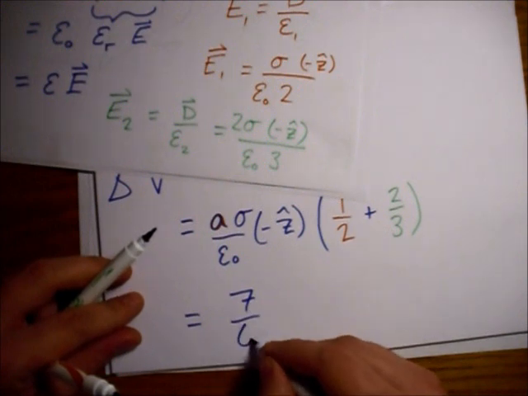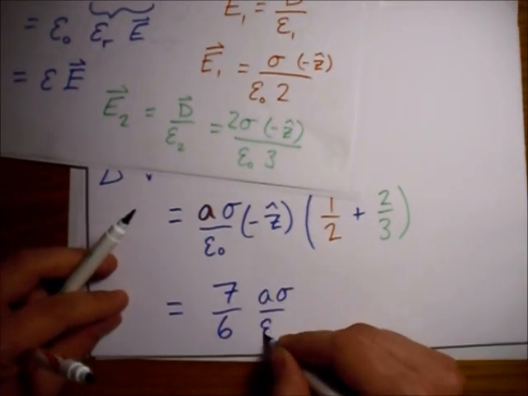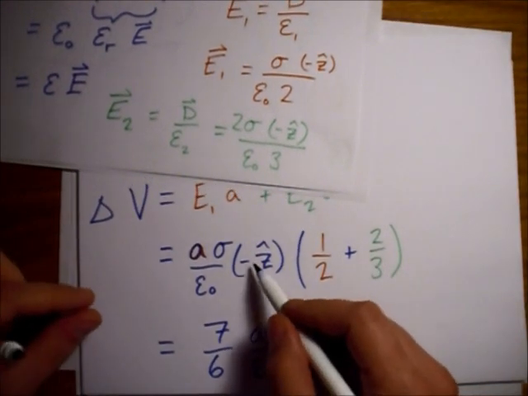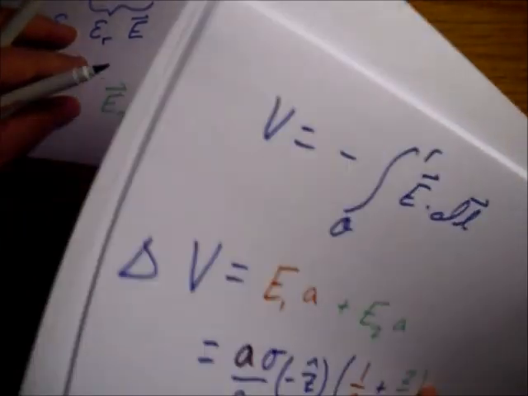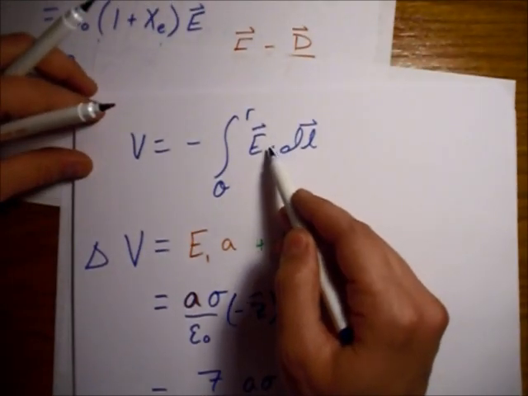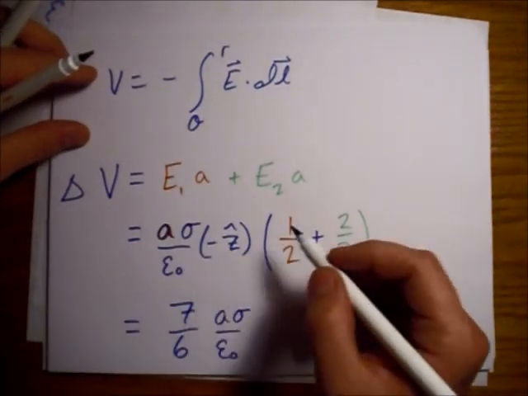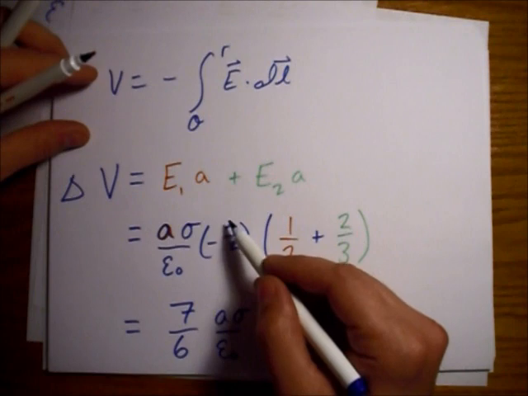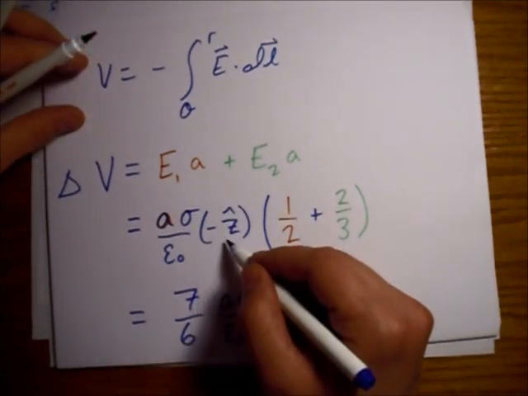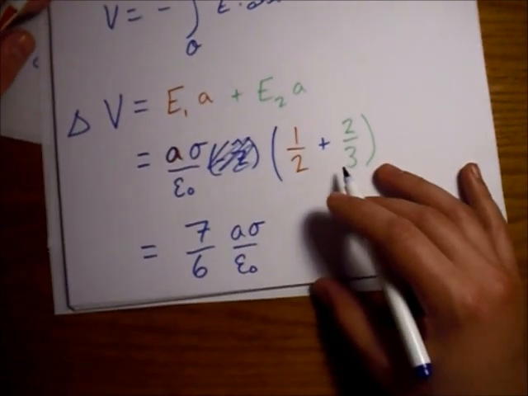7 over 6 sigma over epsilon naught. And maybe we shouldn't have a vector in here, right? Yeah, we shouldn't, because this is a dot product. The potential is a scalar, right? So this is just 1. Anyway, let's just talk about the magnitude of this.